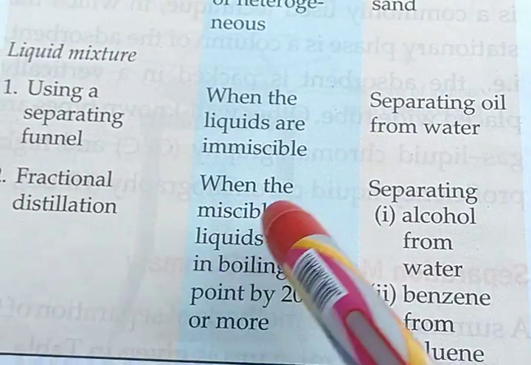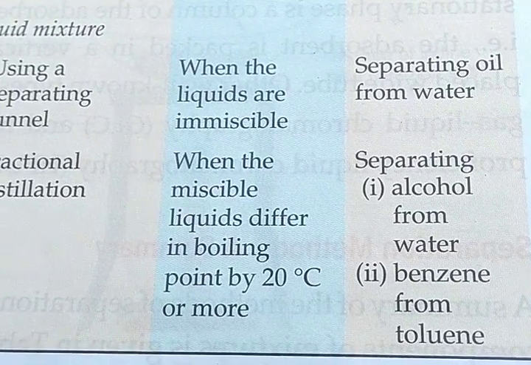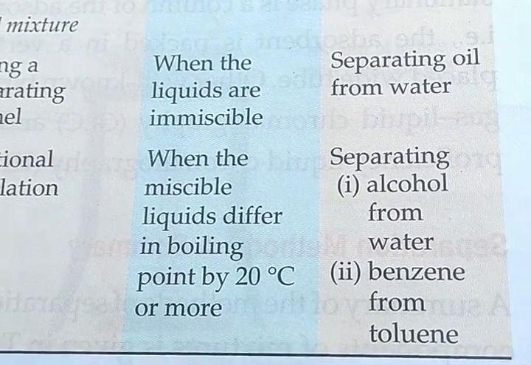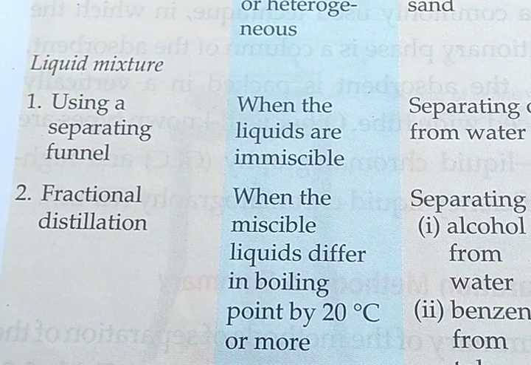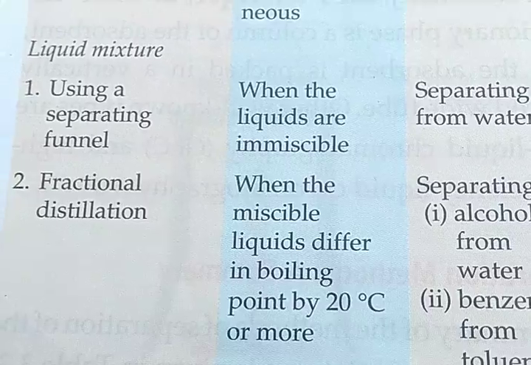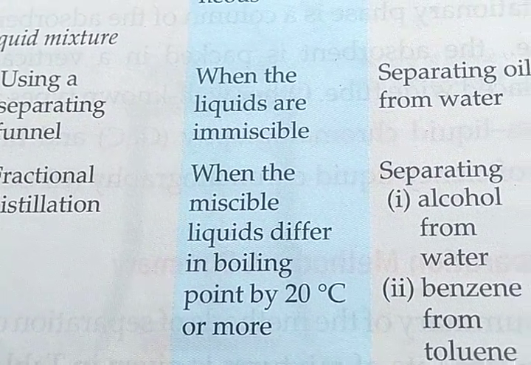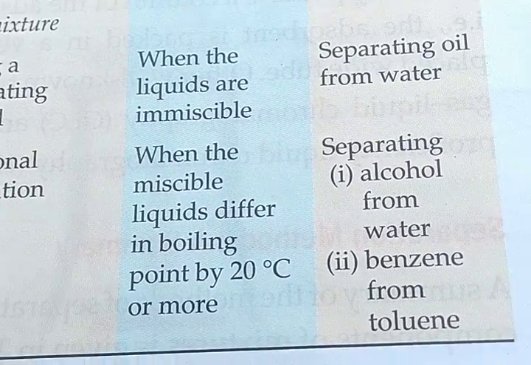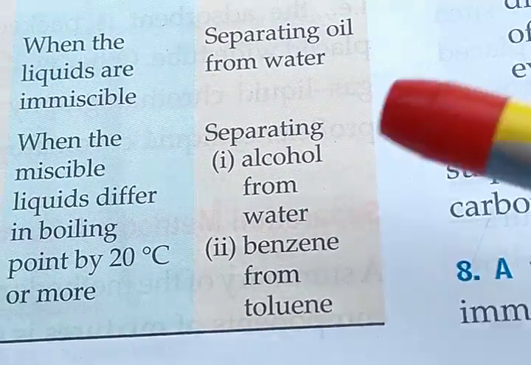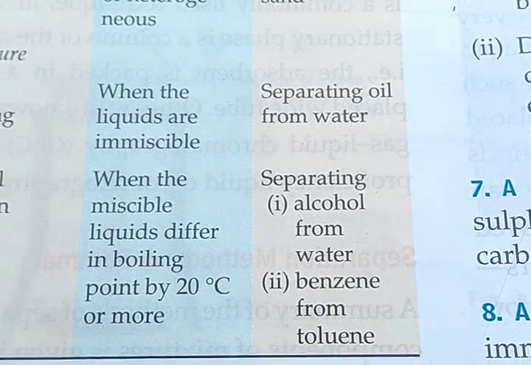Fractional distillation, when the miscible liquids differ in boiling point by 20 degrees Celsius or more. We can apply the fractional distillation process to separate the components of a mixture which are both soluble in the solvent and have boiling points that differ by more than 20 degrees Celsius. Like alcohol from water, benzene from toluene.